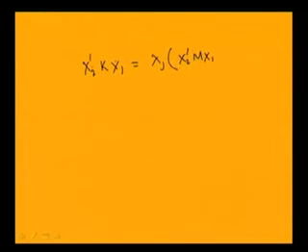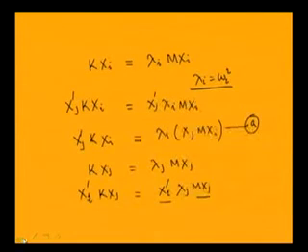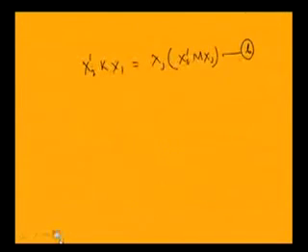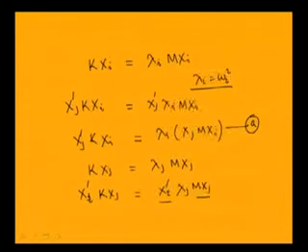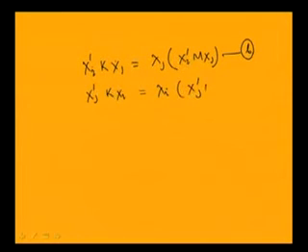Now, from equation A and B, one can write the following. This is equation B, and equation A is written in this form: x_j' k x_i equal to lambda_i x_j' m x_i. So, this is equation A.